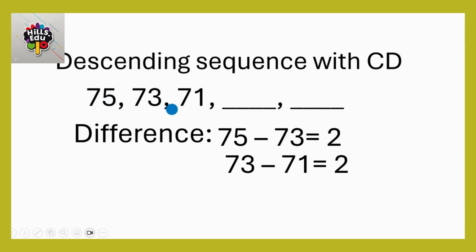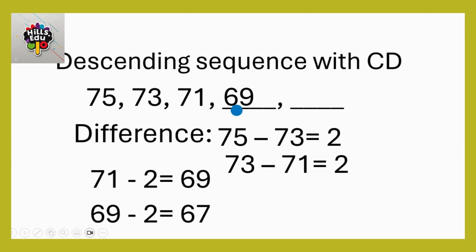And because the numbers you have in this sequence are decreasing, you take away your common difference from this last number for you to get the next number in line. So you have 71 minus 2, and that gives you 69. Right? For you to get the next number, you take away your common difference from 69, that is 69 minus 2, and that gives 67. So the numbers could continue in that manner.